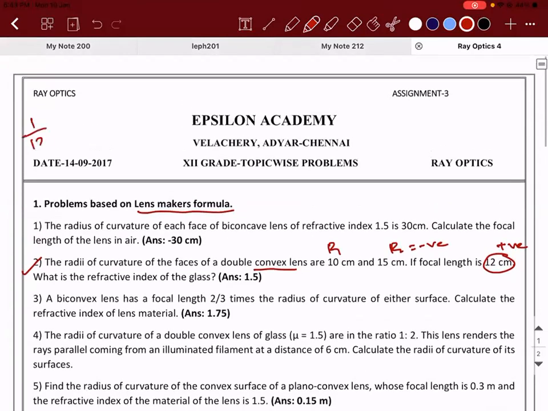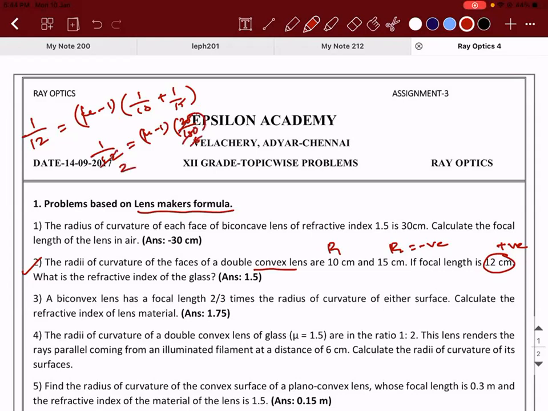So it will be 1 by 12 is equal to mu minus 1 into 1 by 10 plus 1 by 15. Correct? So 25 by 150. So 1 by 12 is equal to mu minus 1 into 25 by 150. This goes 6 times. Cancel it 2 times. So 1 plus half is 3 by 2, which is 1.5. Correct. Try the next one.